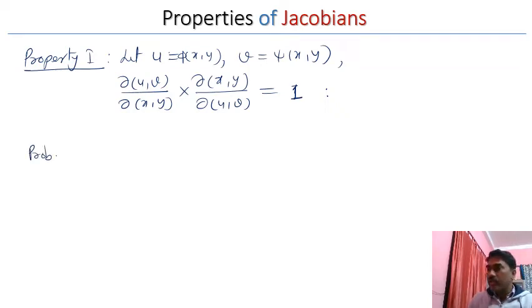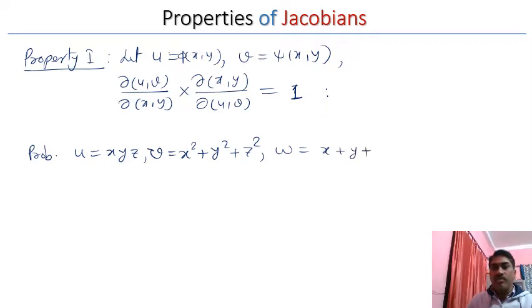Problem. Let u be equal to xyz, v be equal to x square plus y square plus z square, and w be equal to x plus y plus z. Here, one thing that I should mention is that I have discussed this property in only two variables, but the same thing holds for any number of variables. If there are three variables, the property holds. If there are four variables, the property holds as well.